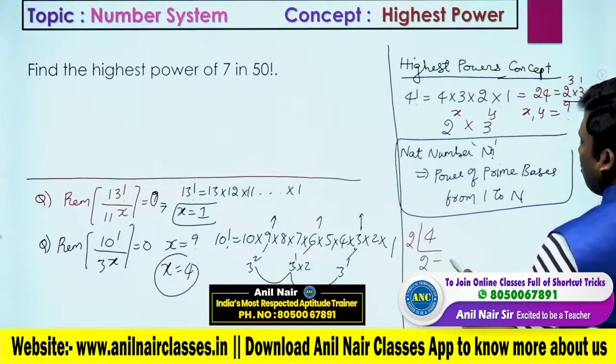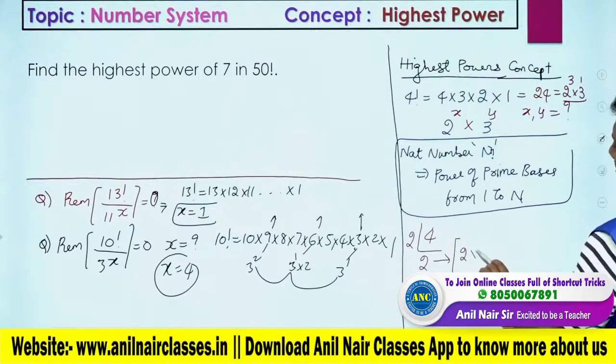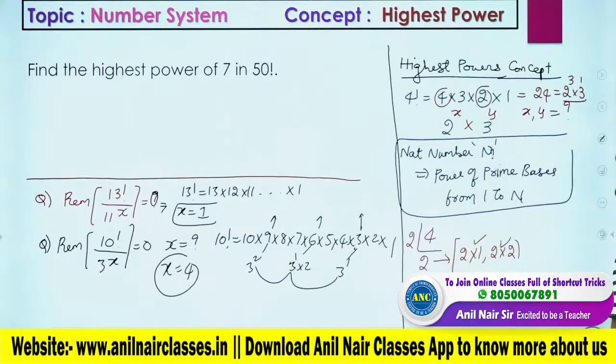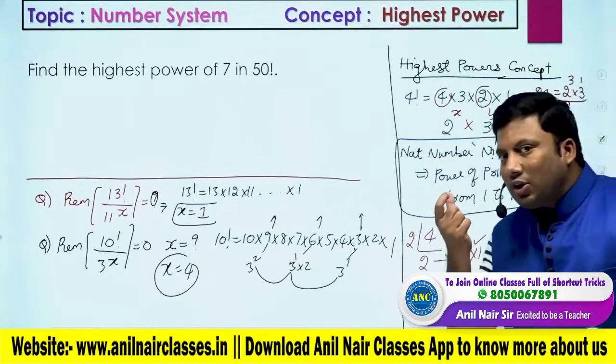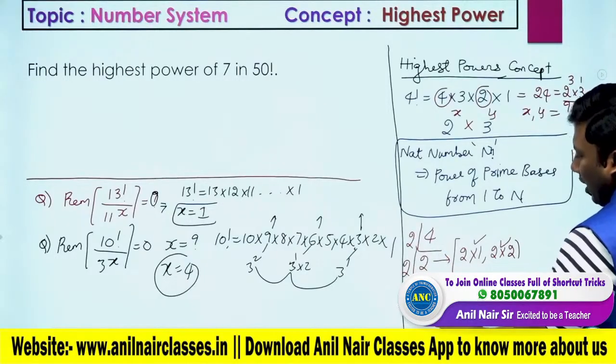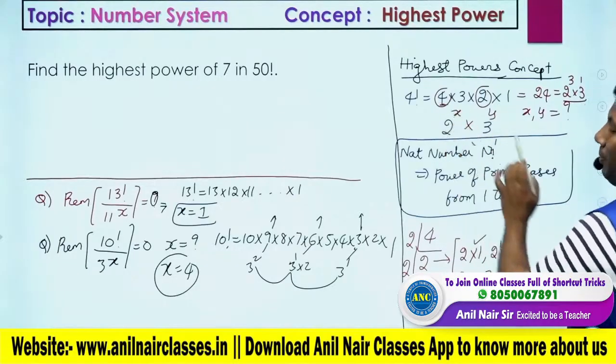What does it signify? These 2 signifies there are 2 multiples of 2 from 1 to 4. 2 1s are 2, 2 2s are 4. Again, divide it by 2, we get 1. This signifies there is 1 multiple of 4. There is 1 multiple of 4.